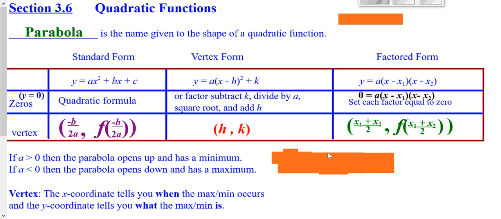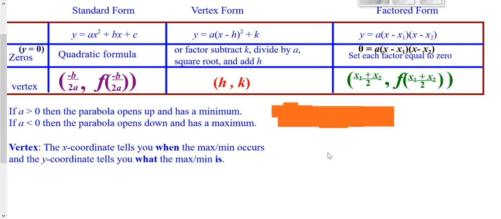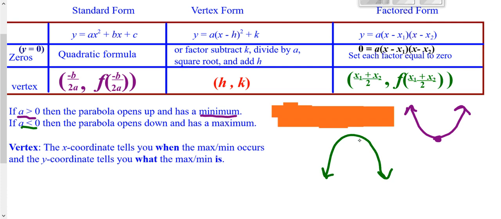Now, if your parabola is opening up, and we know our parabola is opening up if our a value is positive, you then have a bottom point, which is a minimum. If your a value is negative, your parabola opens down, and you have a top point, so you have a maximum. Now, your max or min will always occur at your vertex. The y value of your vertex is what your max or min is. Occasionally, you'll be asked to find when your max or min occurs, and that's your x-coordinate.